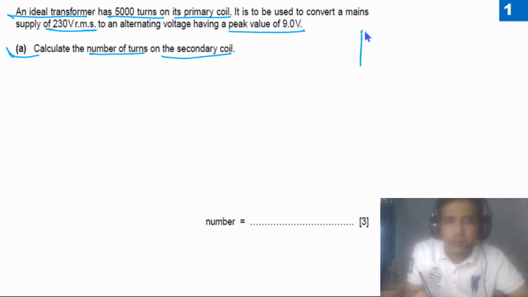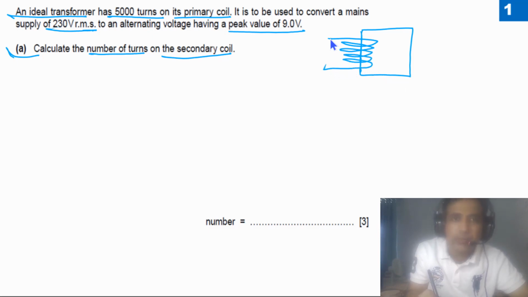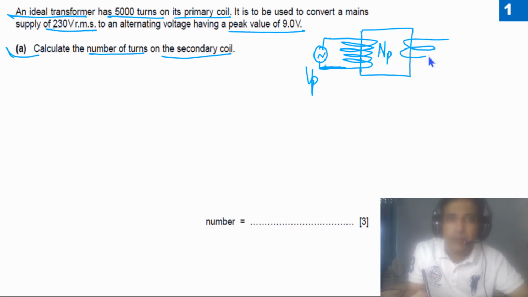So we can simply sketch a transformer here, the basic structure, so you can get a better idea. This is the primary coil, and it is connected with an alternating power supply. A transformer only works with an alternating power supply. It has primary voltage Vp and number of turns on the primary coil, Np. And here we have the secondary coil.